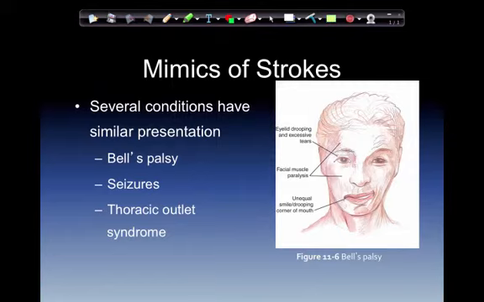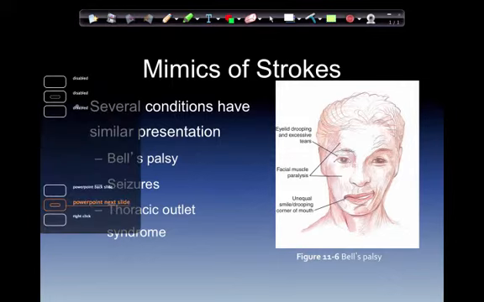In seizures, about 13% of the patients with generalized seizures will have unilateral weakness during the postictal period, and this is called Todd's paralysis. Thoracic outlet syndrome is a group of disorders which affect both nerves, causing neurological deficits, as well as effects upon the blood vessels. And this is figure 11.7 of Bell's palsy in your book.